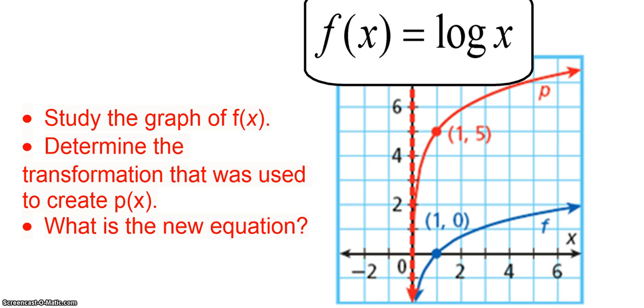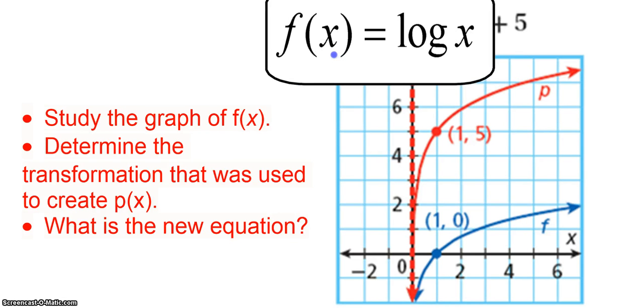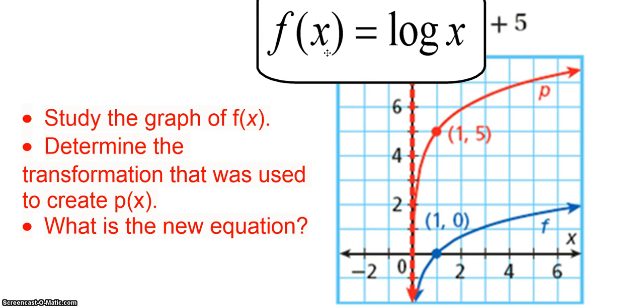Alright, next thing. It says study the graph of f(x) to determine the transformation that was used to create p(x). So looking at the point (1, 0), I want to go from the blue line to the red line. Going from (1, 0) to (1, 5), if you notice, we had to add 5. So no matter what, we're going to add 5 to our new equation.